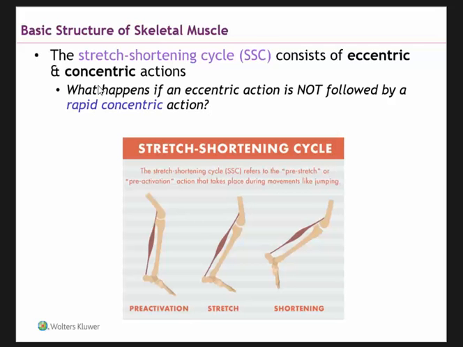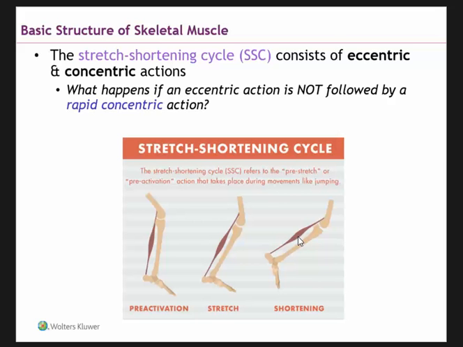So here's our question. What happens if an eccentric action is not followed by a rapid concentric? Here's our pre-activation stretching. This question is basically saying, when we do a pre-activation, like a stretch right here, then what happens if we don't have a shortening phase? The answer is the elastic force generated during the stretch is going to be lost as heat inside the muscle if the counter movement or pre-activation is not followed by a jump or by the shortening movement. We're going to lose all that stored energy.